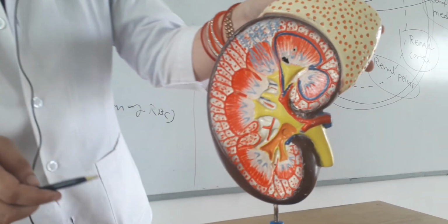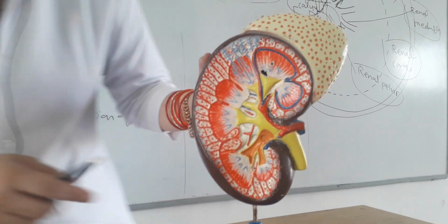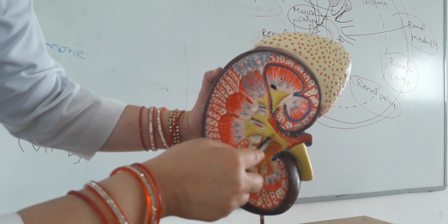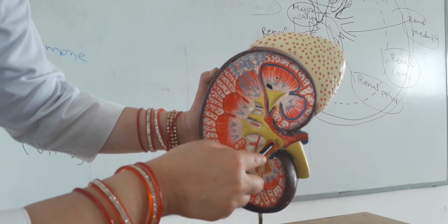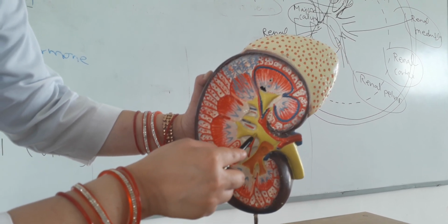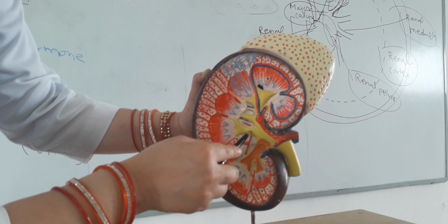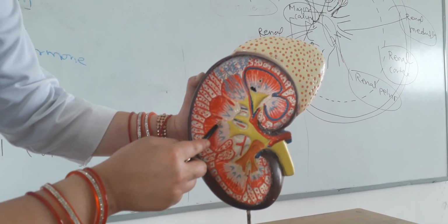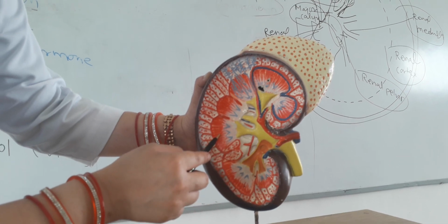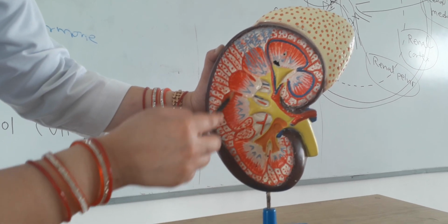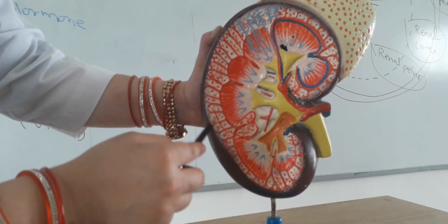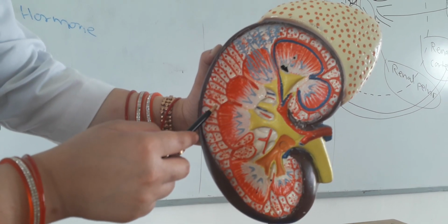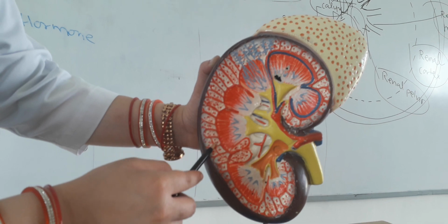Now, this is the internal structure. So, let us once again revise. Here you can see this middle part is known as the renal pelvis. After that, this area is known as the major calyx. These small branches are known as the minor calyx. This pyramid shape is known as the renal pyramids. After that, you can see different capillaries are there. So, these capillaries present are known as the nephron, which is the functional unit of the kidney.